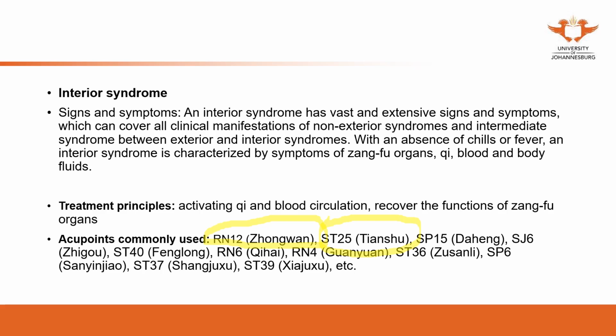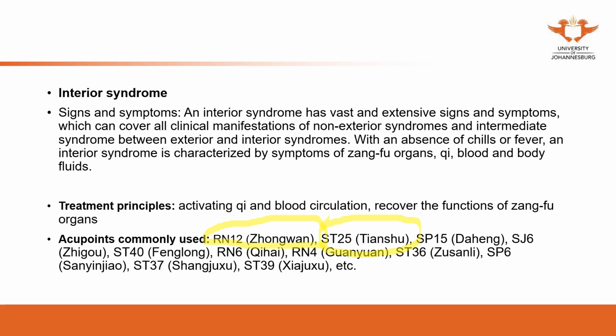This is very important. For the interior syndrome, depends on the excess or deficiency. For excess, we will use needling technique. For deficiency, we can use moxibustion. These points can be used to activate the qi and blood circulation. It also can be used to tonify the qi. So we said it can be used for excess bleeding or amenorrhea.